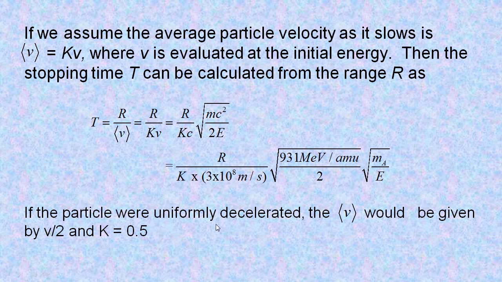If the particle were uniformly decelerated, then average velocity would be given by v by 2 and k is equal to 0.5. That is, if it is uniformly decelerated, you can consider initial velocity as v, final velocity as 0, average velocity is equal to v plus 0 by 2, that will be v by 2. So v by 2 is equal to k into v. So the value of your k should be equal to half, that is, k as 0.5.